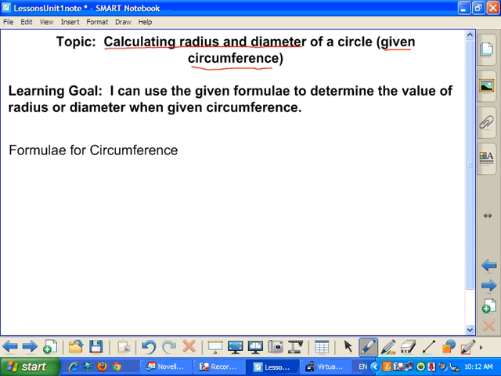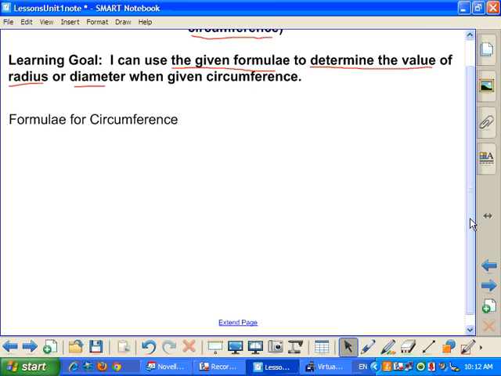I want you to use the formulas I'm going to give you. I'm going to give you 2 formulas to work with, and you have to be able to use them to determine the value of either radius or diameter, whatever's asked for. In the previous lesson, we talked about the 2 formulas for circumference: circumference equals pi times diameter, or circumference equals 2 pi r.